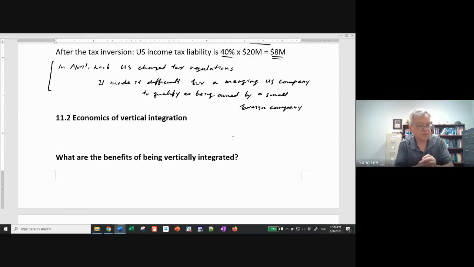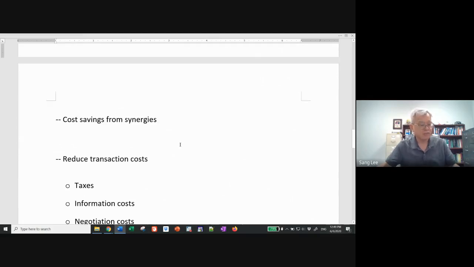First, we're going to look at various possible cost savings from vertical integration, and then we're going to examine the downside, the cost side, of a firm being vertically integrated. So first, we're going to talk about the potential benefits of vertical integration. First, cost savings from synergies. Sometimes we call that synergistic cost savings.